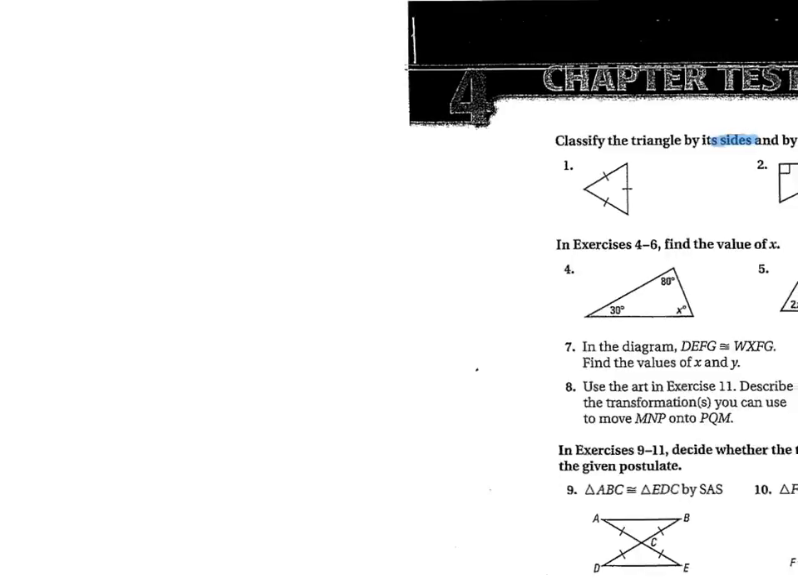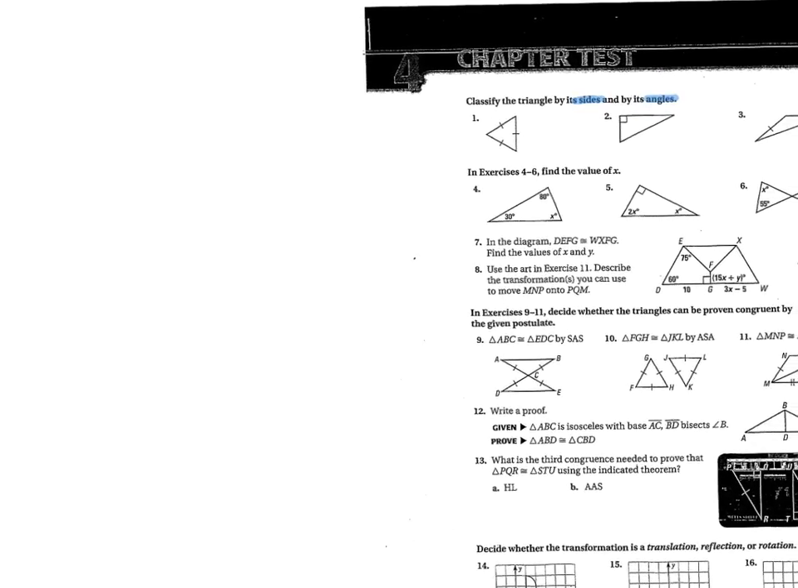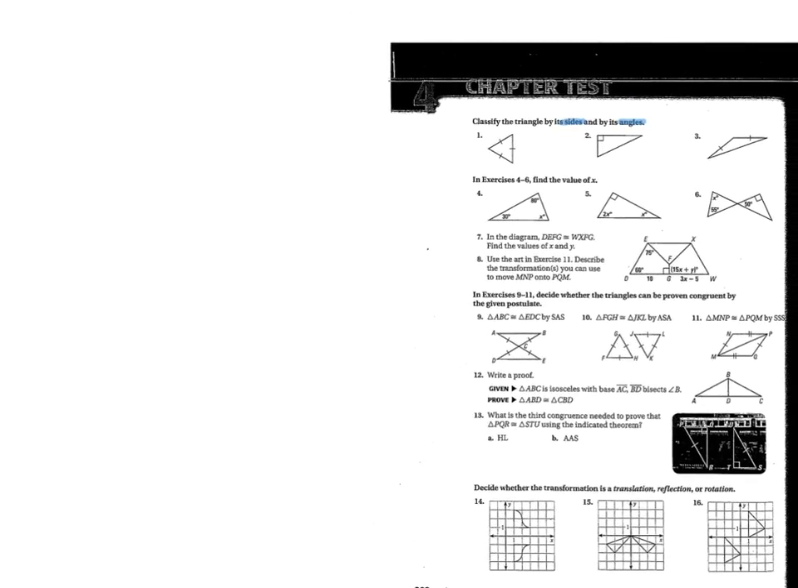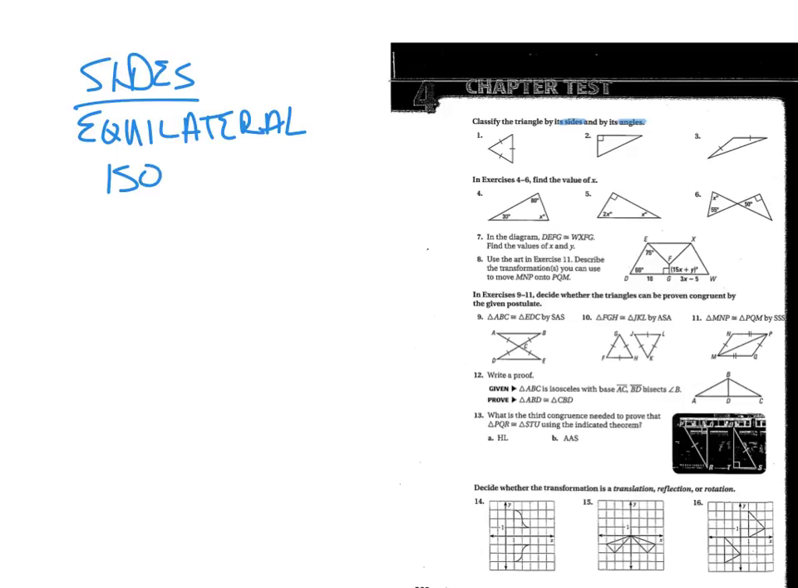Your choices kind of give you a word bank here. Your choices, though, for if they're going to be classified by sides is equilateral, isosceles. I probably spelled that wrong. Let's just abbreviate ISOS. We know what you're talking about. And then scalene.